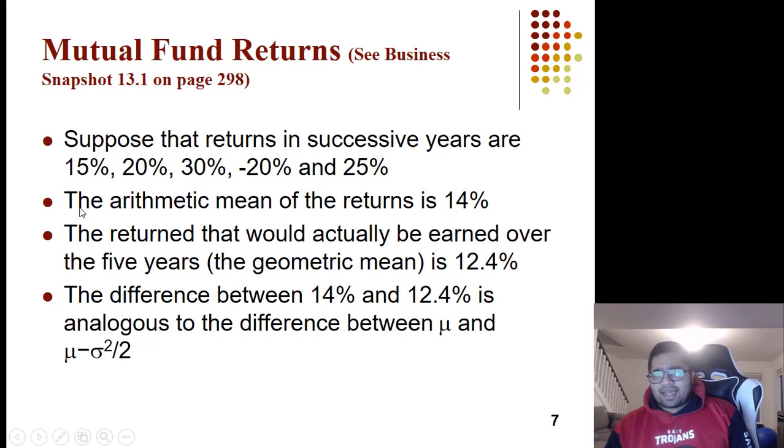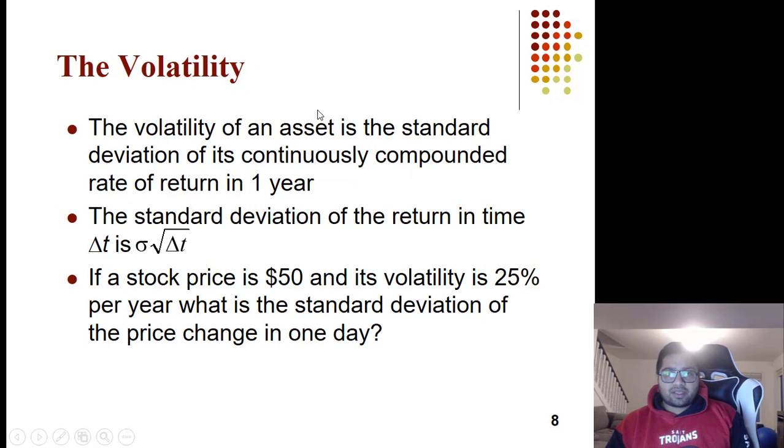The book also states that this is a problem with mutual funds. Whenever we state a mutual fund's return, we discuss the arithmetic mean, which is higher than the geometric mean, but we have to look at geometric means whenever we are investing in a mutual fund. That was just a side discussion in the book. The volatility of an asset is the standard deviation of its continuously compounded rate of return in 1 year. So the standard deviation of returns in time delta t is volatility into square root of delta t.